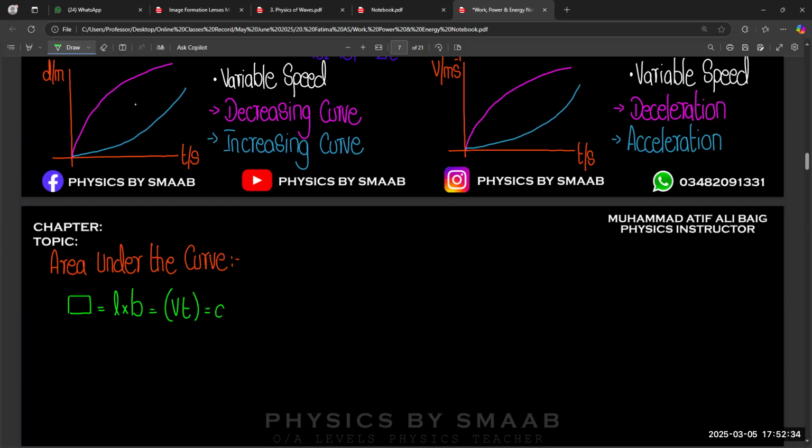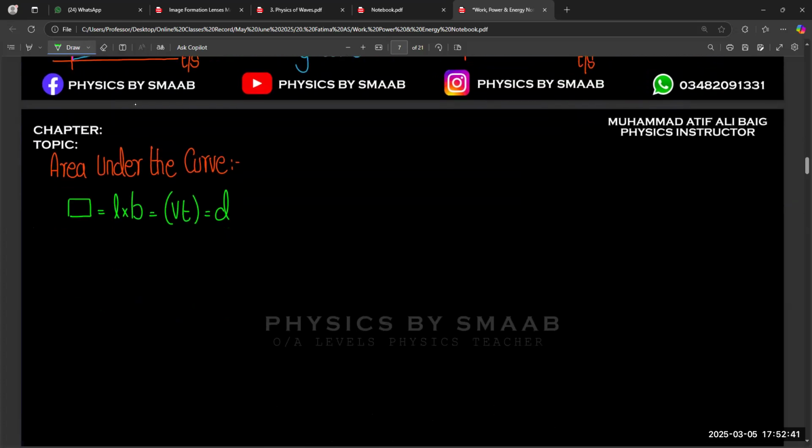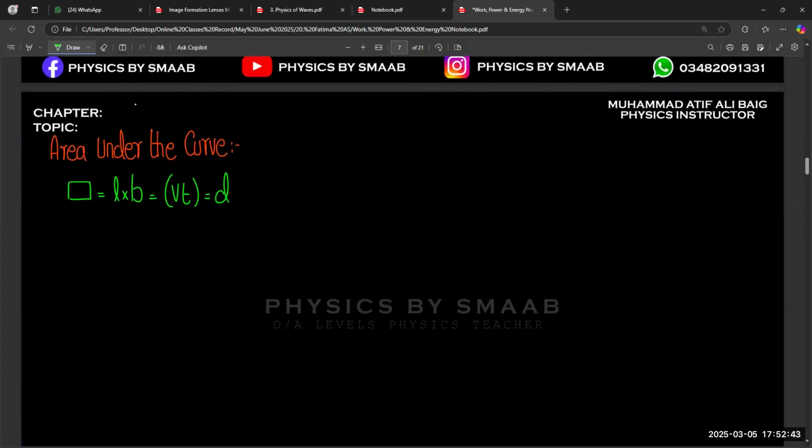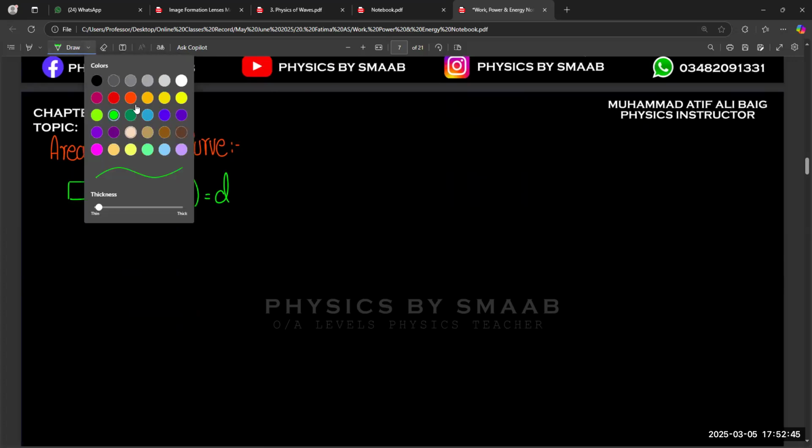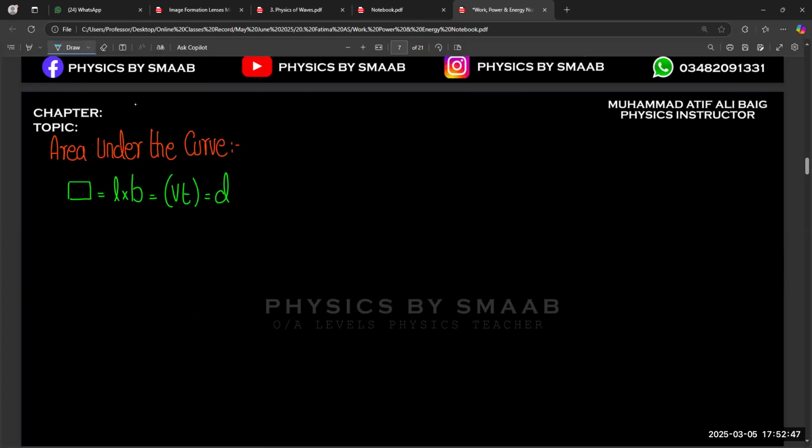It is equal to distance, just like the formula S equals VT. So from the area under the curve, we can find the distance, but this is only for the speed time graph. In the same way, if we have a right angle triangle, it is 1 over 2, so same, half distance.